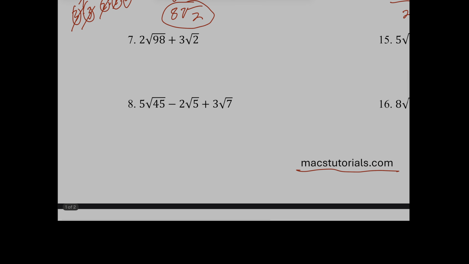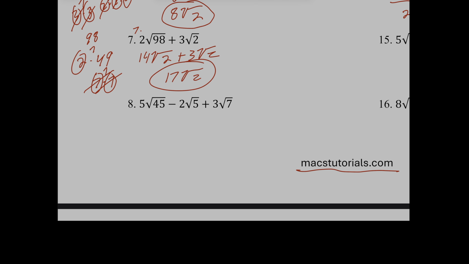Okay, 98. Whoa, who made up these problems? My goodness. 98. I know that that's going to be 2 times 49. And 49, I love it. 7 times 7. So I can pull out a 7 to go with that 2. So it's going to become 14. What's left over? A 2. Plus 3 rad 2. Like terms, 17 rad 2.